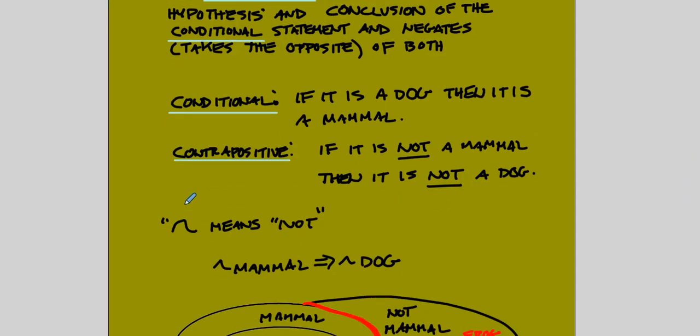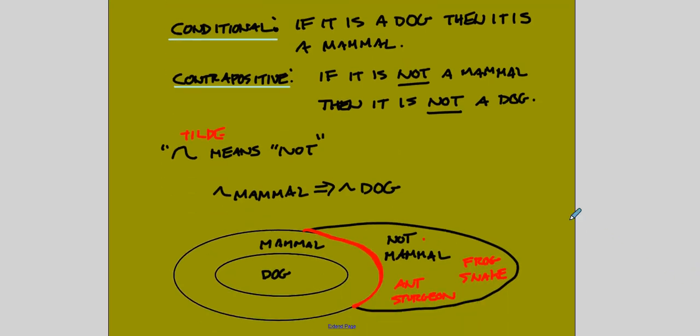And this tilde sign, often instead of writing not, we use this tilde. That means take the opposite of also. So we could abbreviate the contrapositive as not mammal, then not dog, or not mammal implies not dog. All right, let's use a Venn diagram to demonstrate that. So we have a dog, which is a subset of the mammals, and over here then we have the not mammals. So this is a boundary between mammals and not mammals. So our contrapositive, which is true, if the conditional statement's true, the contrapositive will turn out to always be true. So not mammal, then not dog.